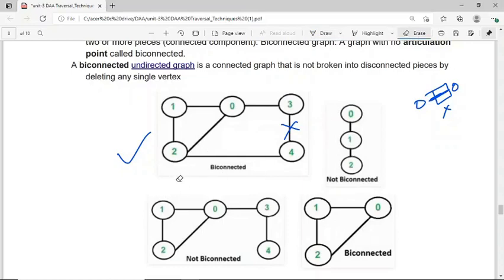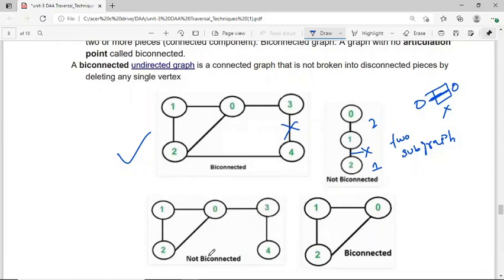But here, if you come to here, it is an articulation point. If I remove this, what happened? It is one group and a second graph. This is the first graph, the second graph. It is divided into two subgraphs. Because of that, it is not a biconnected graph. Let's check this one.